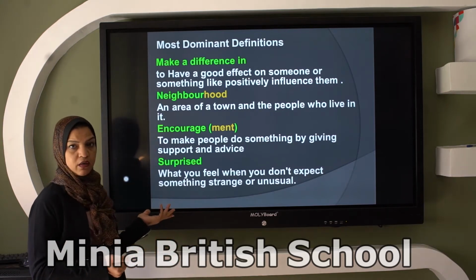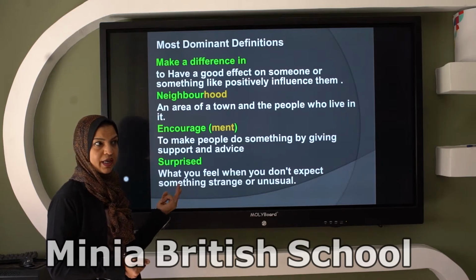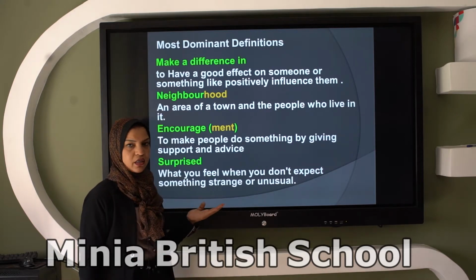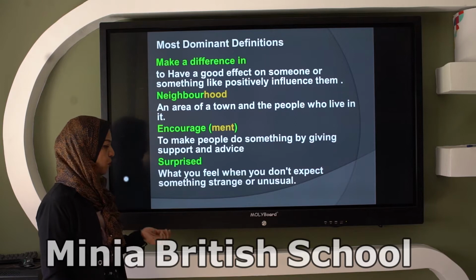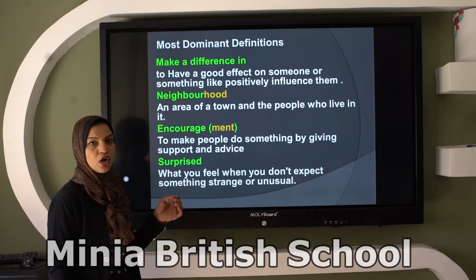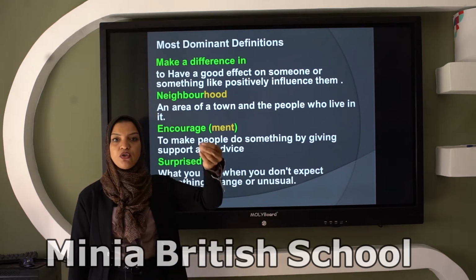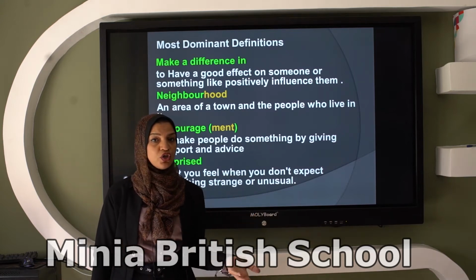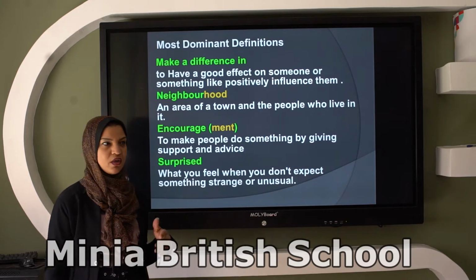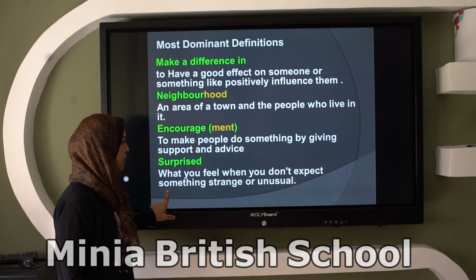Now, surprised, and the original is surprise as a verb. Surprised can be both a past form of surprise and it can also be an adjective. Here we're dealing with it as an adjective. It's what you feel when you don't expect something strange or unusual to happen. It's like when you say that the students were surprised when the teacher came into the class in a weird color of the uniform. So maybe it was one of the phosphoric colors that nobody likes to see.